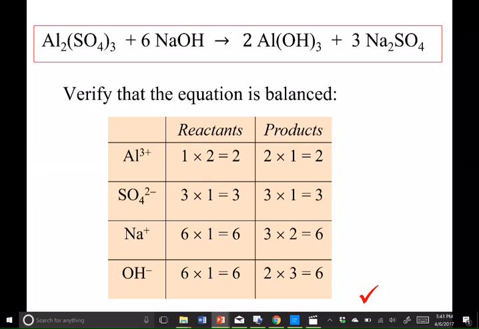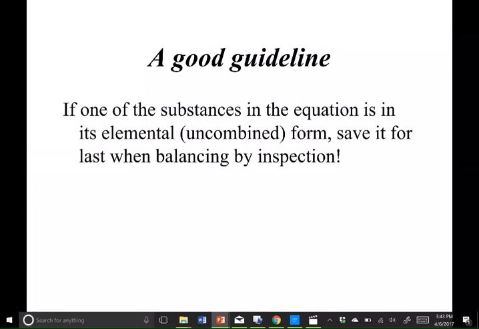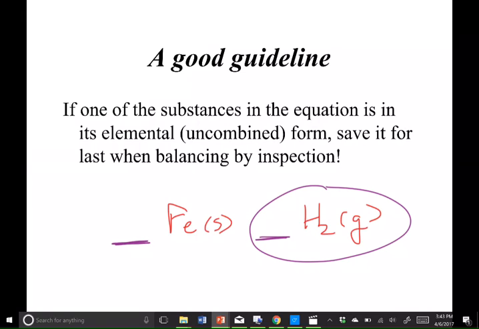Okay, so let's see. Yep. So one last slide. I refer to this when we had the Fe solid or the H2 gas. This is to say that the stoichiometric coefficients, I left those to last because it's easy to go ahead at the last minute and make them balanced.